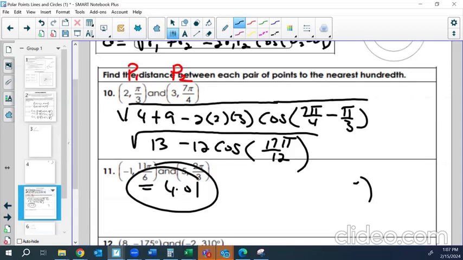12 cosine of 17 pi over 12. 17 pi over 12 is negative 3.1. So it'd be 13 minus 3.1. Okay, you have 12. Did you take the cosine of this? What does that give you? 3.1? 12 cosine of 17 pi over 12.